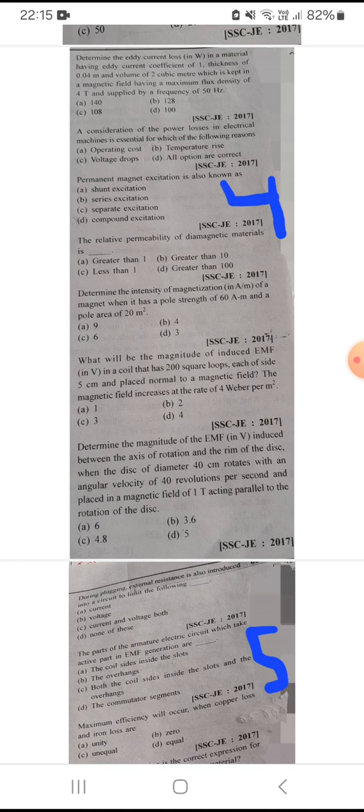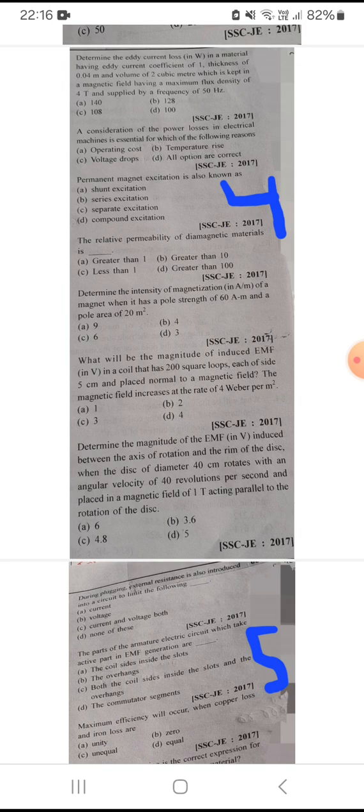Determine the intensity of the magnetization in ampere per meter of a magnet when it has a pole strength of 60 ampere meter and a pole area of 20 meter square. So we know that intensity of magnetization equals pole strength by pole area equal to 60 by 20 equal to 3 is the right answer.